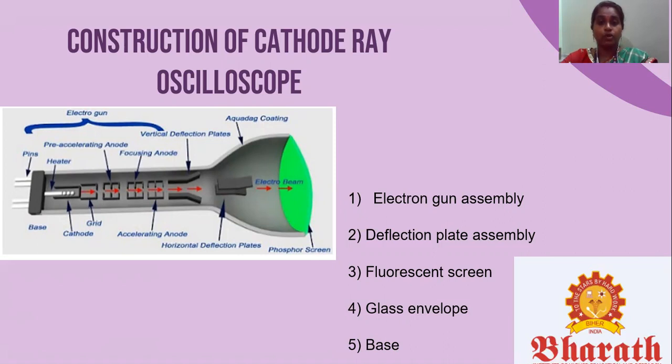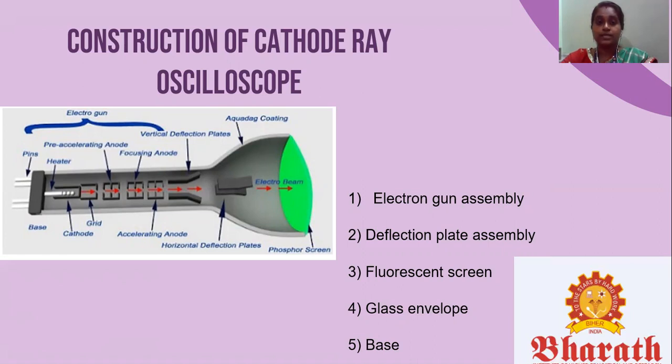This focused beam of electrons strikes the fluorescent screen with sufficient energy to cause a luminous spot on the screen. After leaving the electron gun, the electron beam passes through two pairs of electrostatic deflection plates. The source of the focused and accelerated beam is the electron gun, which emits electrons and forms them into a beam. It consists of a heater, cathode, a grid, a pre-accelerating anode, a focusing anode, and an accelerating anode.